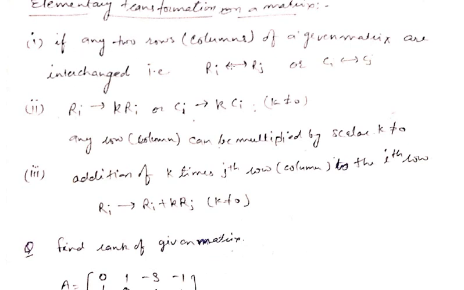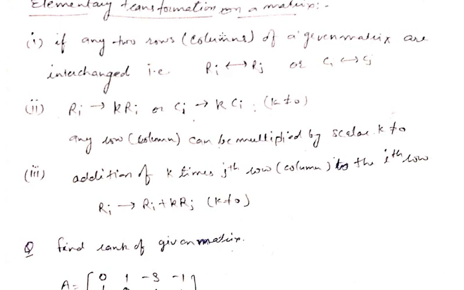So the first elementary transformation is Ri interchange with Rj. It means any ith row can be interchanged with Rj. Suppose we have a matrix A. Its first row is R1, second row is R2, third row is R3. When we interchange, suppose, two rows, R1 and R3, the first row becomes R3, the second row remains as it is, and the third row becomes R1. This resultant matrix will be equivalent to the previous matrix A. So after using elementary transformation, the basic properties of the matrix don't change.